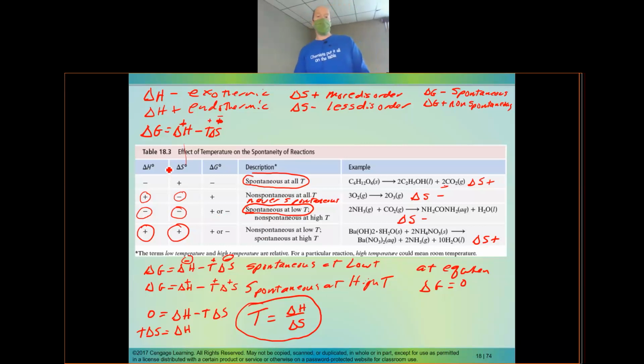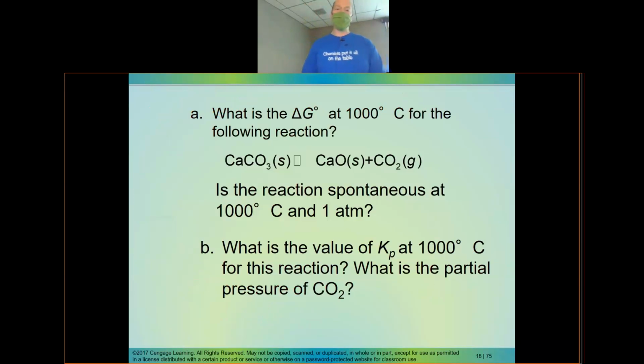All right, so that's why if you are negative delta H and positive delta S, you're spontaneous at every temperature. And if you're positive delta H and negative delta S, then you're never spontaneous. You are non-spontaneous at any temperature. So the only time you can calculate a temperature is when the delta H and the delta S are both negative or both positive. All right, so let's do a calculation.